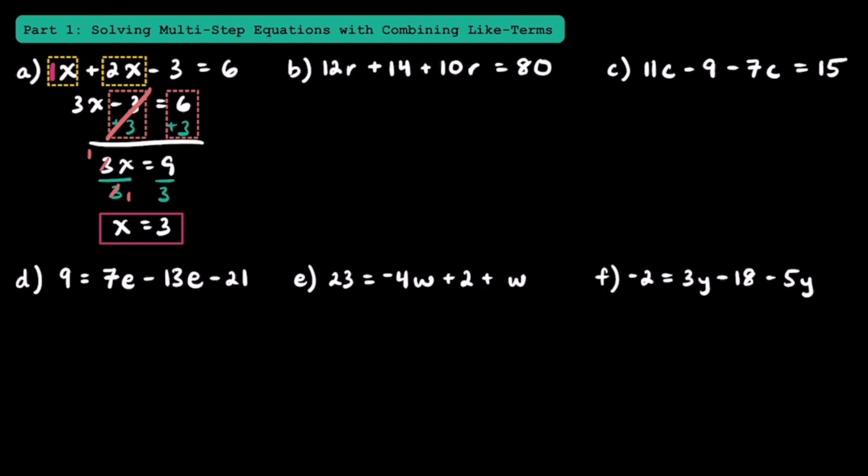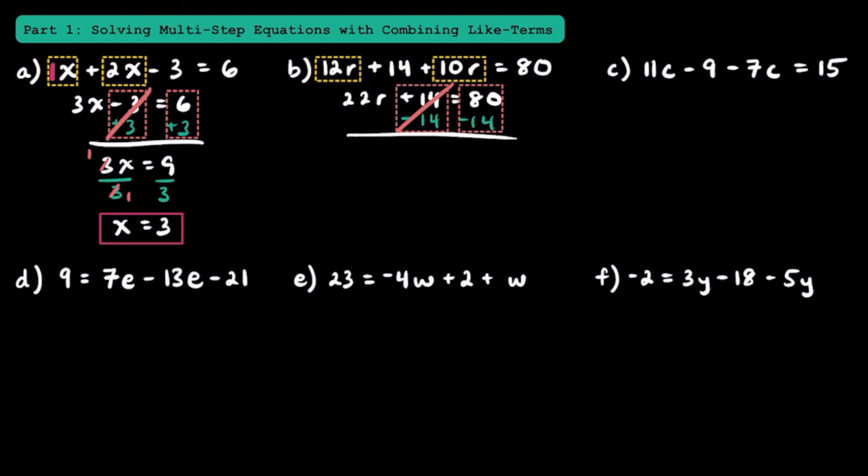In B, we have 12r plus 14 plus 10r is equal to 80. Let's start by combining like terms. Combining this 12r and 10r together, we can write 22r plus 14 is equal to 80. Using the subtraction property of equality, we can subtract 14 from both sides of this equation. These two are opposite, so they cancel each other out to make 0. And since 80 minus 14 is equal to 66, we can write 22r is equal to 66.